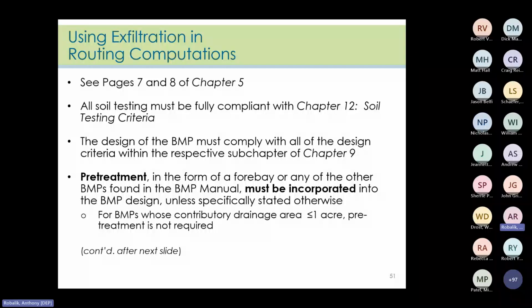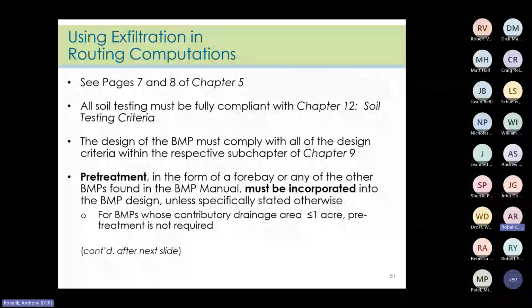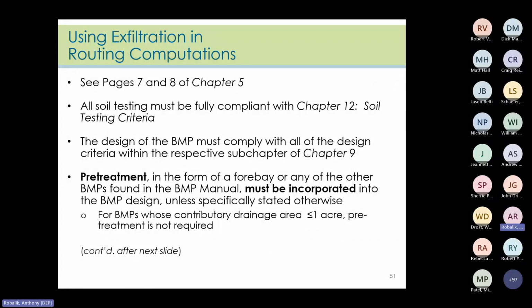Another point is pre-treatment. It must be included unless otherwise stated in the BMP manual. An exception would be for those really small scale BMPs where the drainage areas are less than or equal to an acre. But let's talk a little about the pre-treatment requirement, because that extends beyond just being a requirement for using exfiltration in the routing computations.